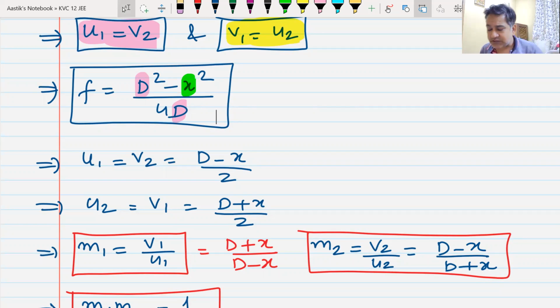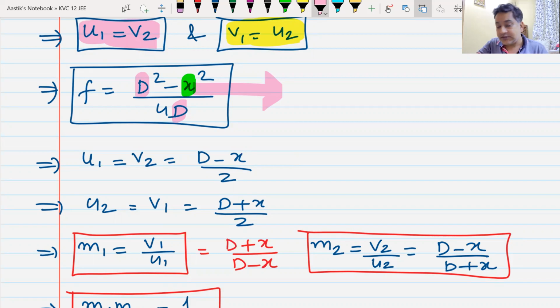You will find out two positions of the lens for which a real image is formed on the screen, and the distance between those two positions will be x.